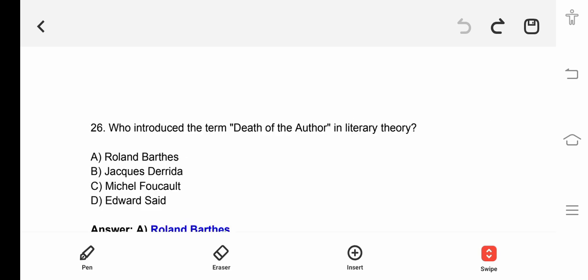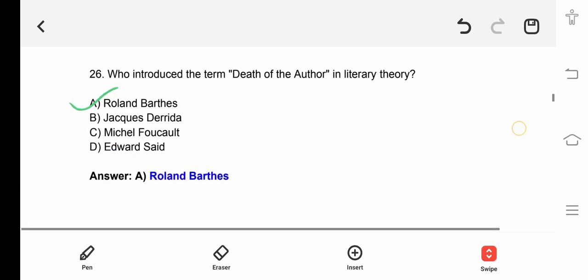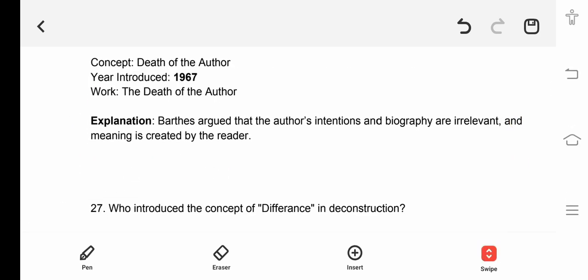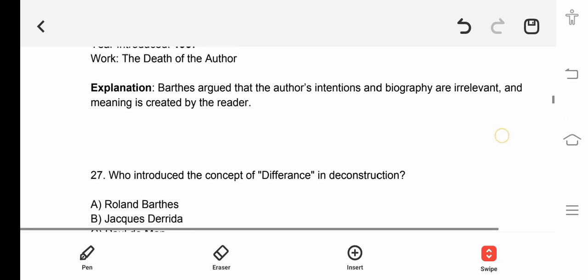So the correct answer is Roland Barthes. You can see on the screen the correct answer is Roland Barthes. Okay, moving on to question number 27. Let's discuss the concept death of the author. It was introduced in 1967. The work was Death of the Author by Roland Barthes. In this, Barthes argued that the author's intentions and biography are irrelevant and meaning is created by the reader.